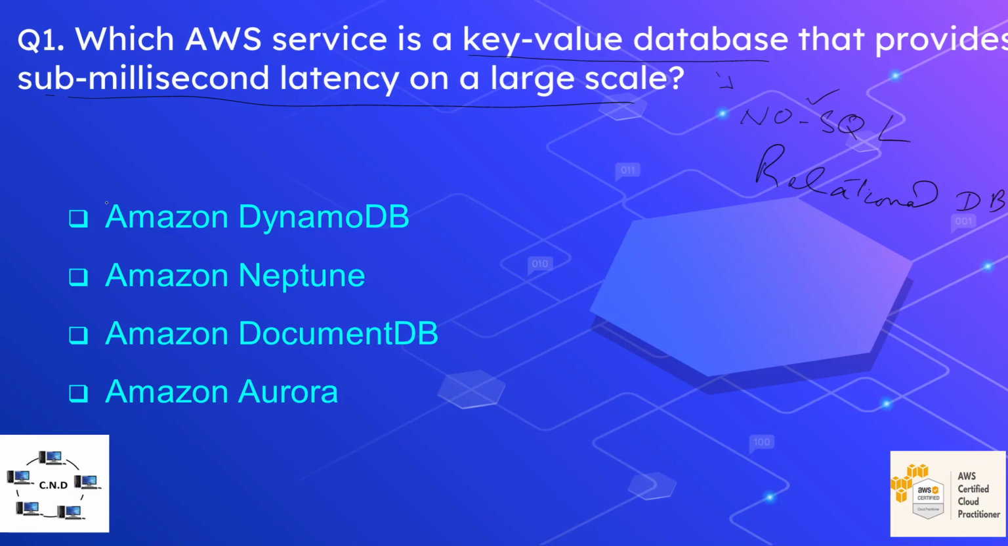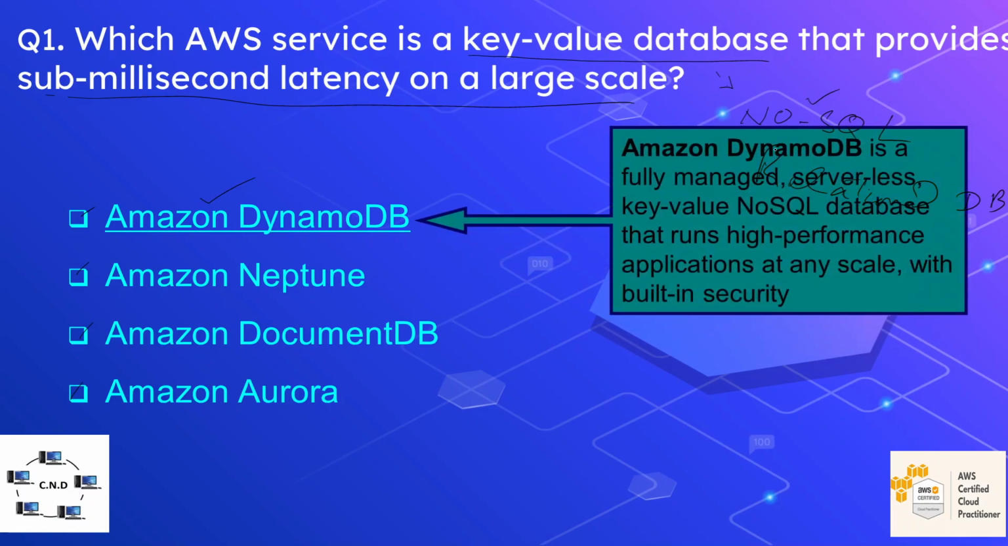The options are: option A is Amazon DynamoDB, option B is Amazon Neptune, option C is Amazon DocumentDB, and option D is Amazon Aurora. And the correct option is Amazon DynamoDB. Amazon DynamoDB is a fully managed serverless key value NoSQL database that runs high performance applications at any scale with built-in security.